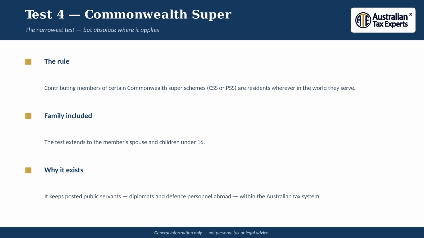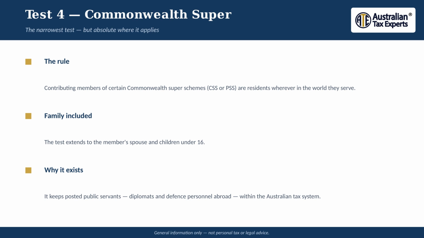The Commonwealth superannuation test makes a person an Australian tax resident if they are a contributing member of certain Commonwealth government superannuation schemes, the CSS or PSS, regardless of where in the world they live and work. And it does not stop with the member. Their spouse and children under 16 are residents too.